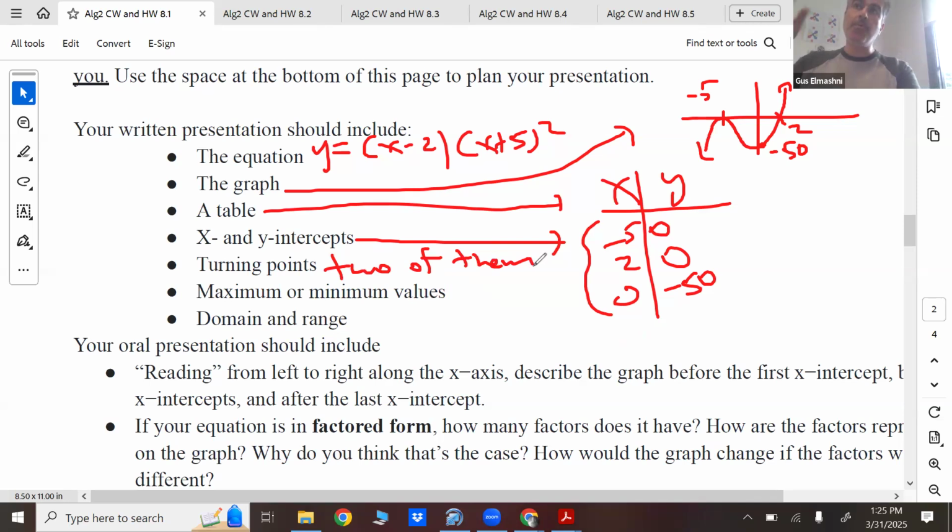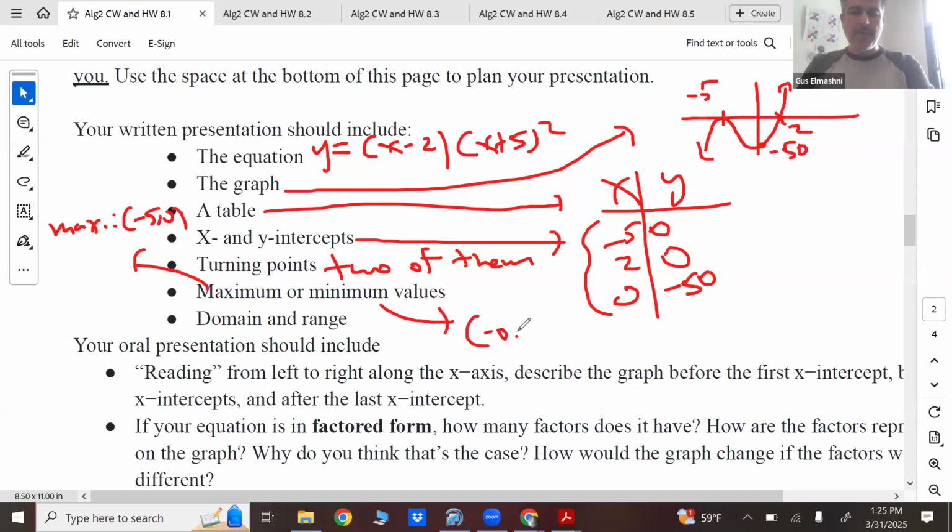By the way, the number of turning points usually will be 1 less than the degree. So the degree is 3, so we have 2 turning points. Let's see here. What else we got? Maximum values. There was a max at (-5, 0). There was a min at about (-0.3, -50.81), I think.